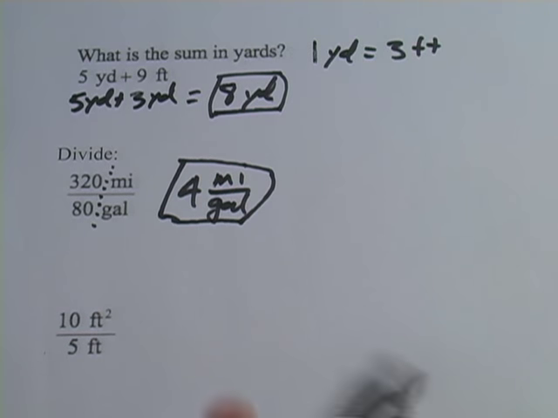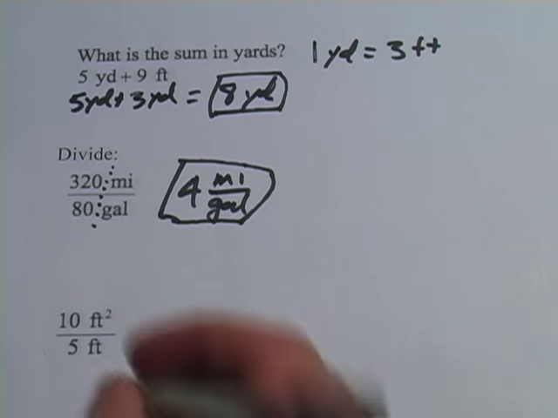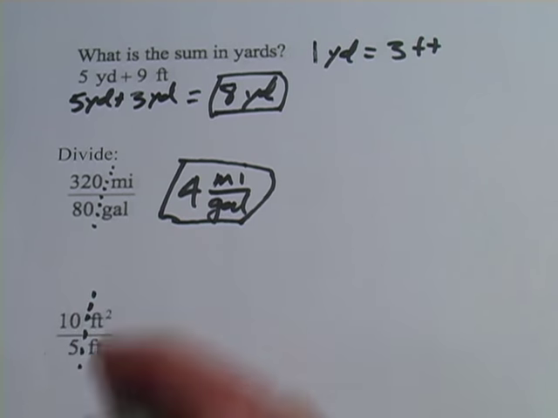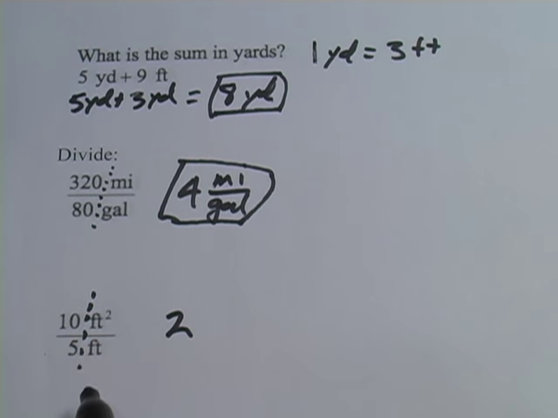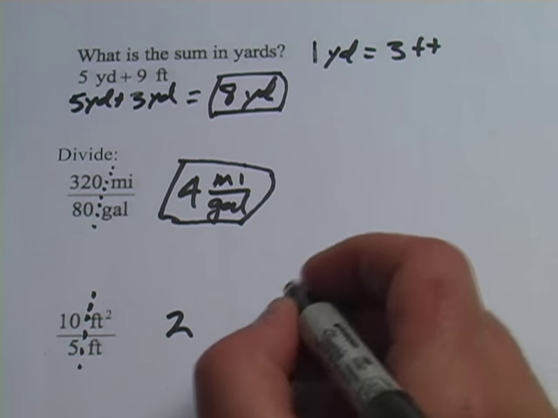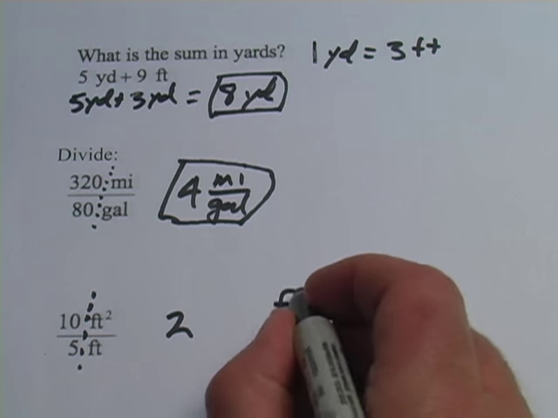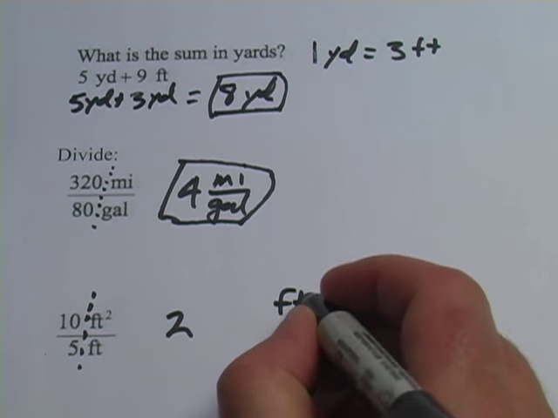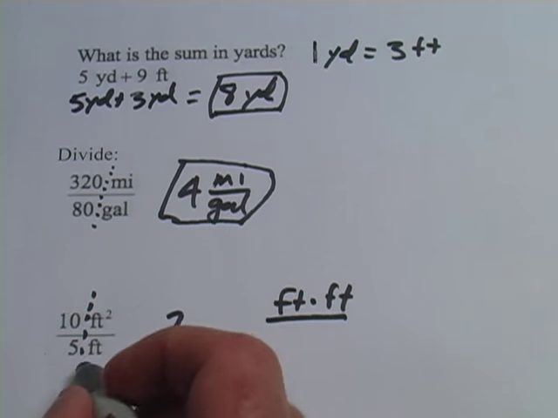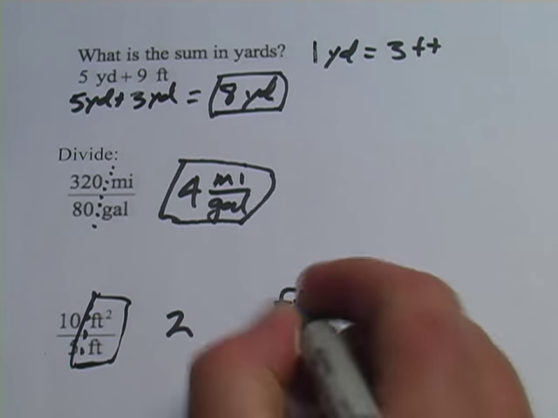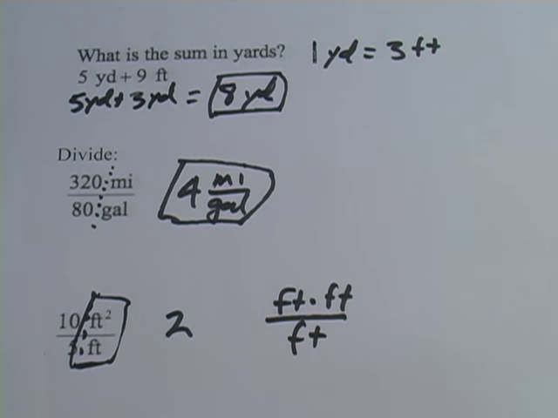This next one down here, it says 10 feet squared divided by 5 feet. Again, let's take this one part at a time. 10 divided by 5, that's easy, that's 2. Now, feet squared divided by feet can trip some people up. If you have feet squared, anything squared is the thing multiplied by itself, so it's really feet times feet. And then on the bottom of this, I'm just looking at this part separately now. You have feet. So the units part of this is a fraction that looks like this.